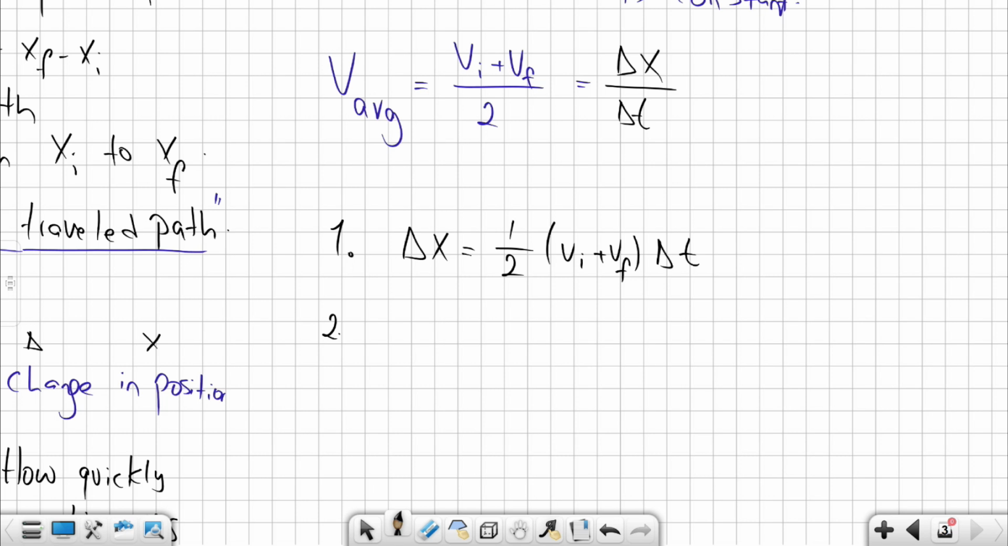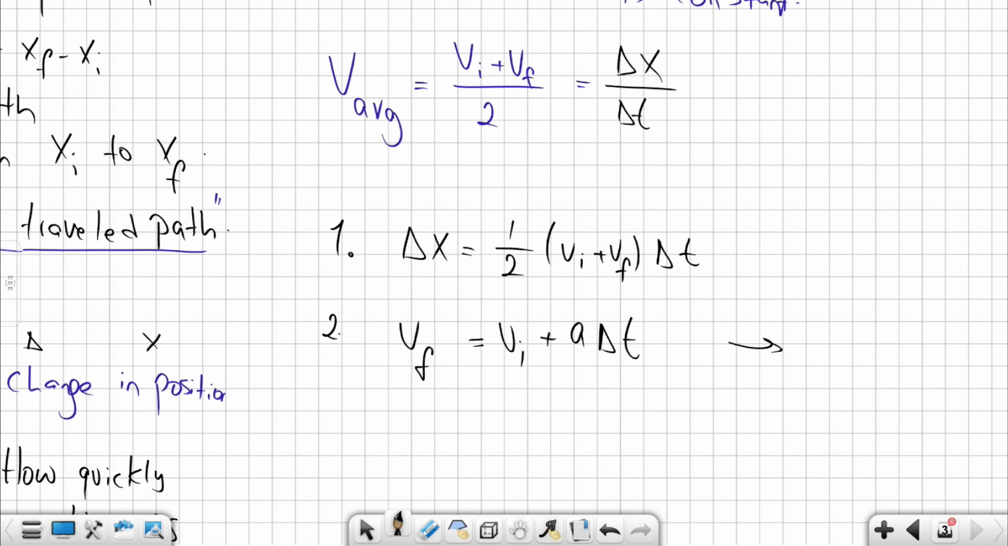The second kinematic equation comes from the equation of acceleration itself, which is v final minus v initial divided by delta time. Cross multiply both sides and you will get v final is equal to v initial plus acceleration multiplied by delta time.